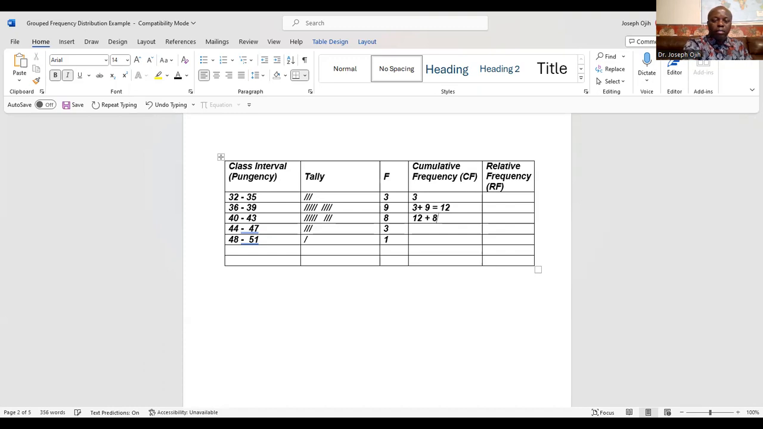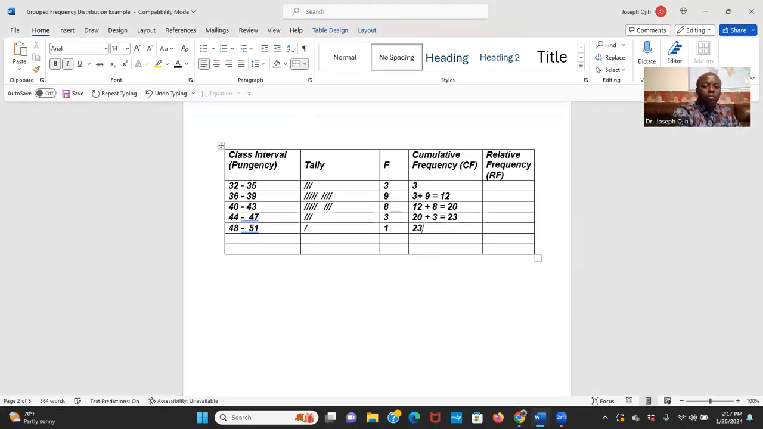Plus 8 gives us 20, right? Then, to get the next one, you say 20 plus 3. That gives us 23. Then to get the last one, you take 23 and do 23 plus 1. I'll make sure everybody's saying this. Yep, 23 plus 1 gives us 24.